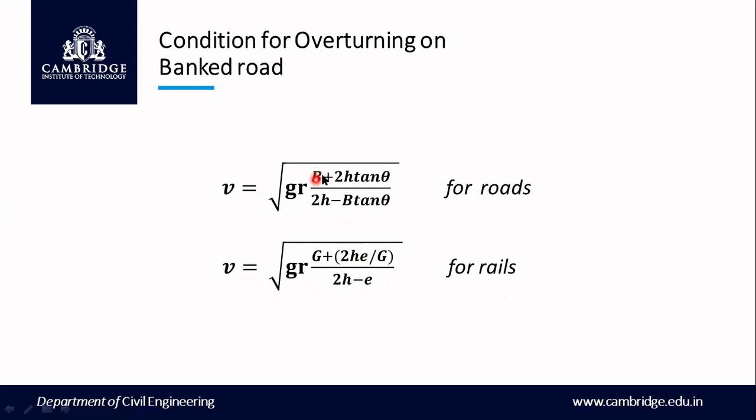Here, b is the width of the vehicle or the width between the wheels of the object. When it comes to g, this is in the case of rails. This is the gauge. We call g the gauge distance, or the distance between the rails of the railway line. Okay.